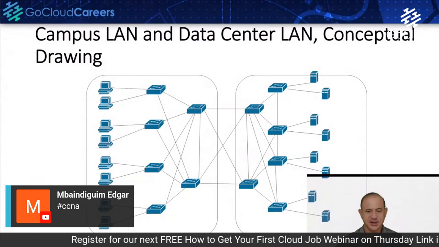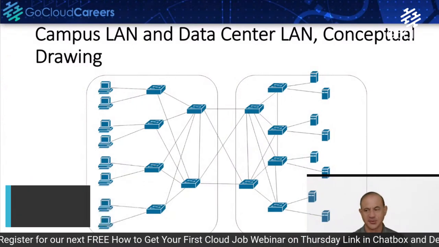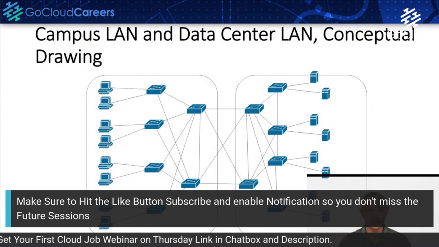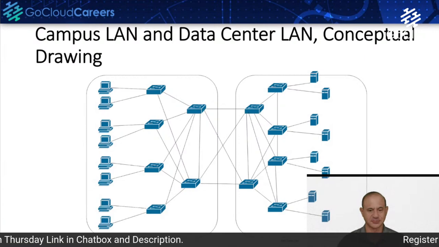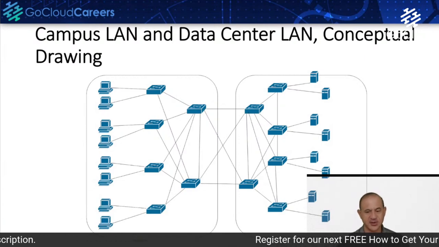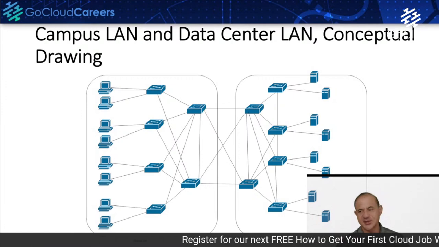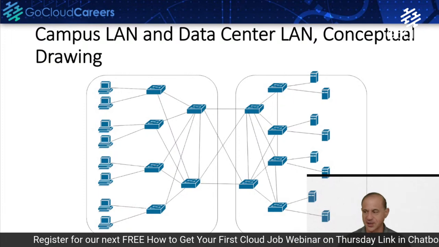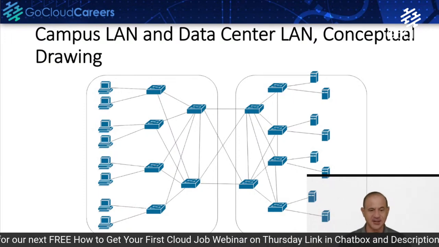So let's talk about what is switching and campus LANs. Realistically speaking, this is pretty normal. You might have a data center, and then across the building, you may have a bunch of users. In this particular environment, you've got a data center, and then you've got the campus. And the campus is a bunch of people plugged into switches, which ultimately go to routers, and they have high-speed connections back to the data center.